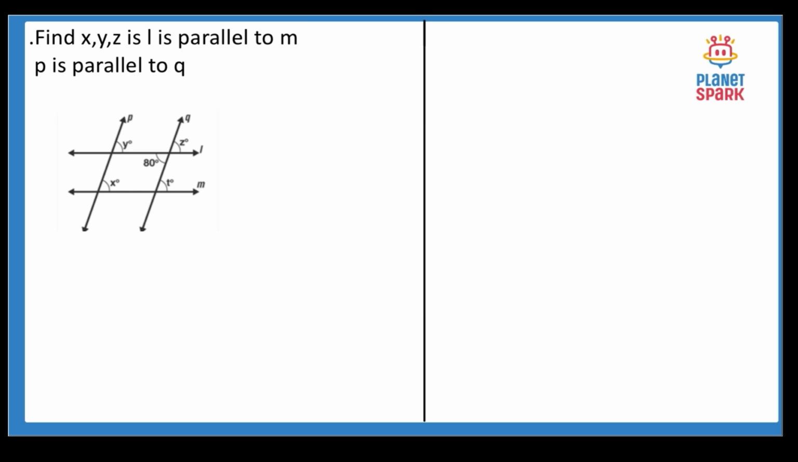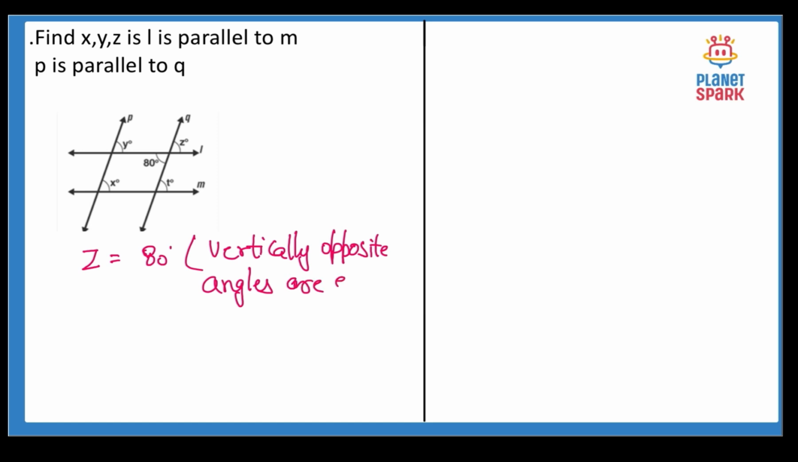Coming to the next question, we have to find out x, y, z and t. L is parallel to M, and P and Q are the transversals, whereas P and Q are also parallel. Carefully observe. Now Z is equal to 80 degrees because they are forming vertically opposite angles. Lines Q and L are intersecting, they are forming vertically opposite angles. So Z is equal to 80 degrees.